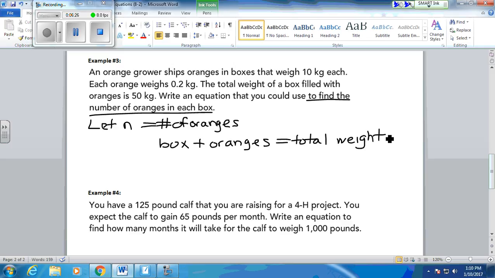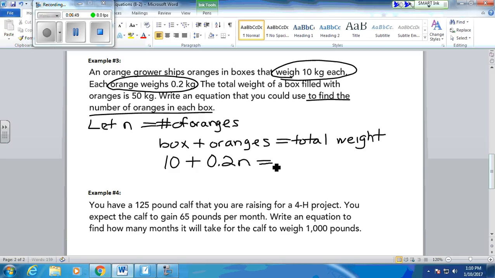So do we know how much the box weighs? Yes, it's 10 kilograms. That's the constant. Do we know how many oranges there are? No, but I know that each orange weighs 2/10 of a kilogram. And since that number can be multiplied when I know the number of oranges, I'm going to take the 2/10 and multiply it by my n for oranges. They have also told me that the total is 50. So there's my two-step equation.